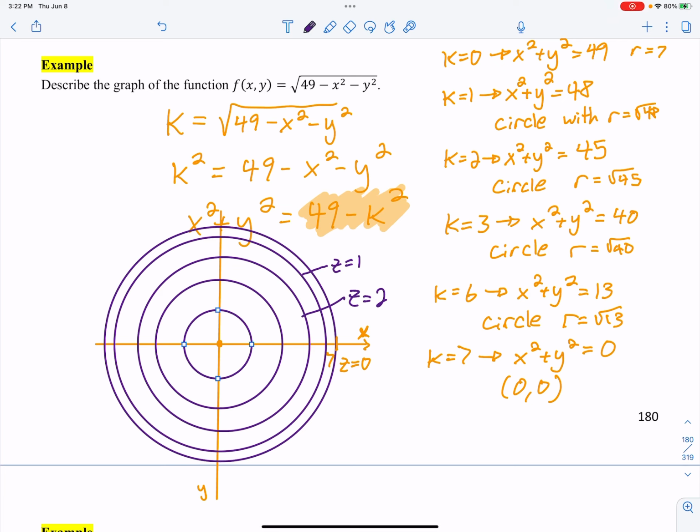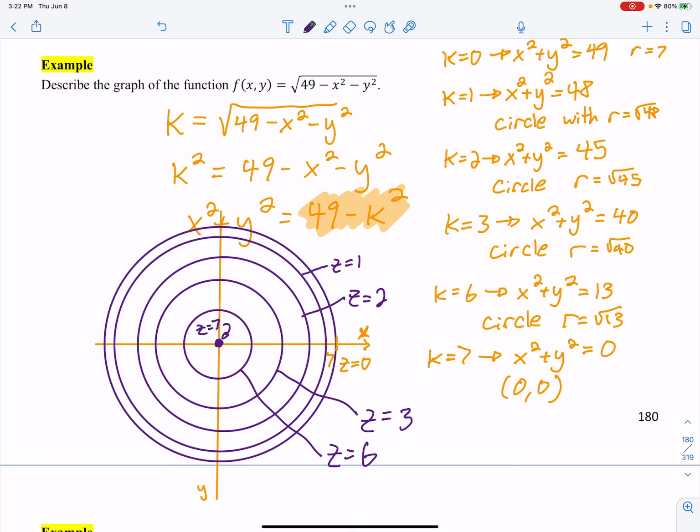Put a circle right there in the middle. Oh, we didn't say that this was z equals 3. This one is going to be z equals 6. And then we got one more circle. Not even a circle, it's a point. This point here is z equals 7.